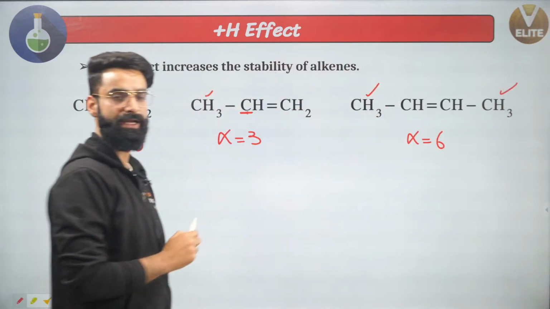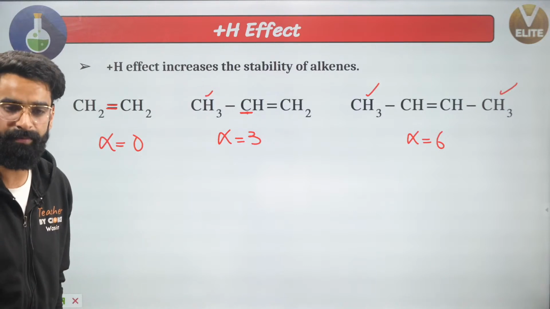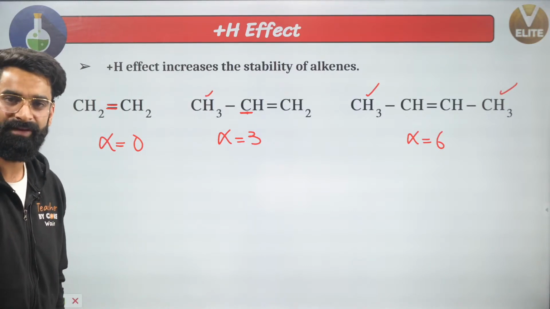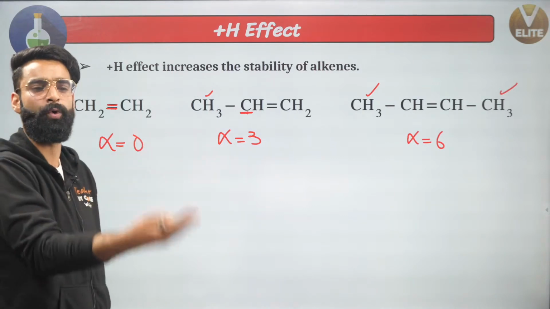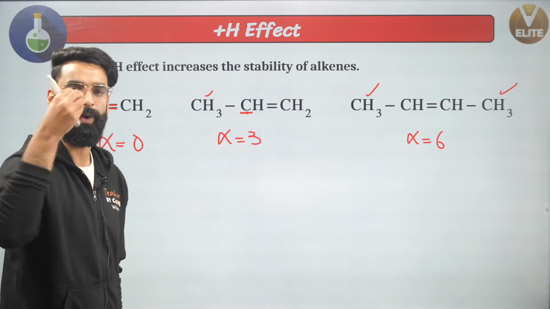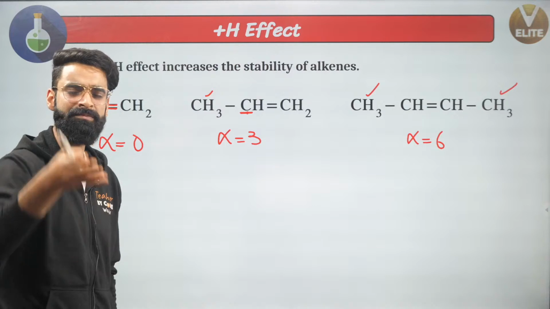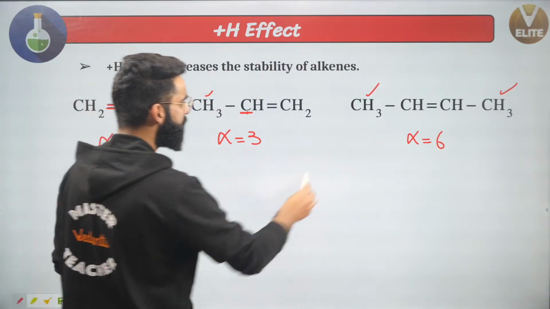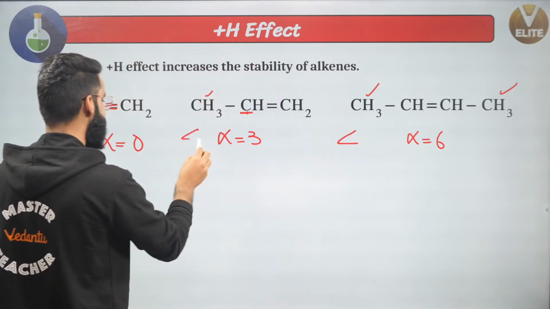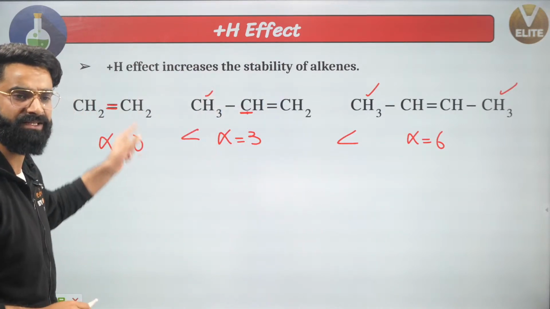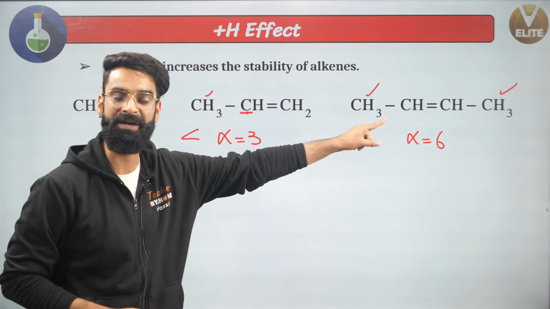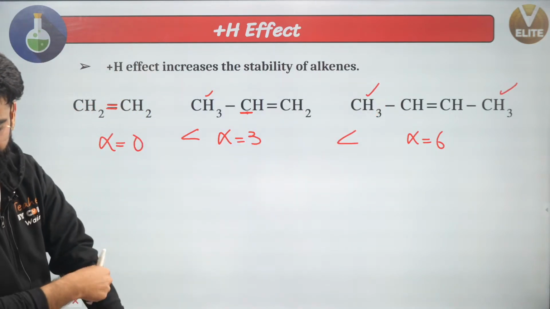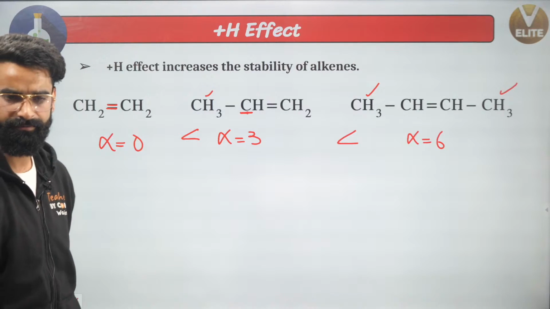I told you in the beginning, more the alpha hydrogens means more the hyperconjugation. More the hyperconjugation means more the stability, right? More the hyperconjugation means more the delocalization. And we already know wherever delocalization is going to be the maximum, there only stability is going to be the maximum. So which one is going to be maximum stable? Third one is going to be maximum stable, followed by second, followed by first, right? Why is that? Because in the third one, there are maximum alpha hydrogens, due to which there will be maximum hyperconjugated structures, right? Let me know in the chat box if it's clear to you.